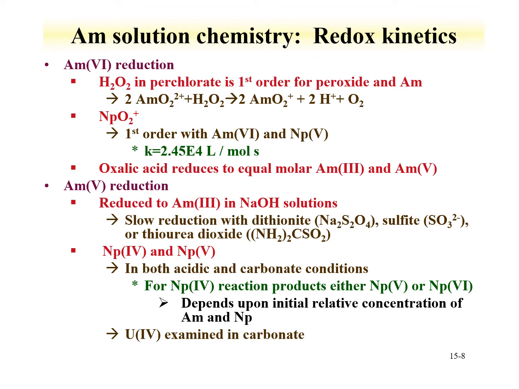Both neptunium 4 and 5 have an influence on the americium 5 reduction, and this has been examined in both acidic and carbonate solutions. With uranium 4, the oxidation of uranium 4 to the 6, followed by the reduction of the americium 5 to the 3, has also been examined with uranium in carbonate.